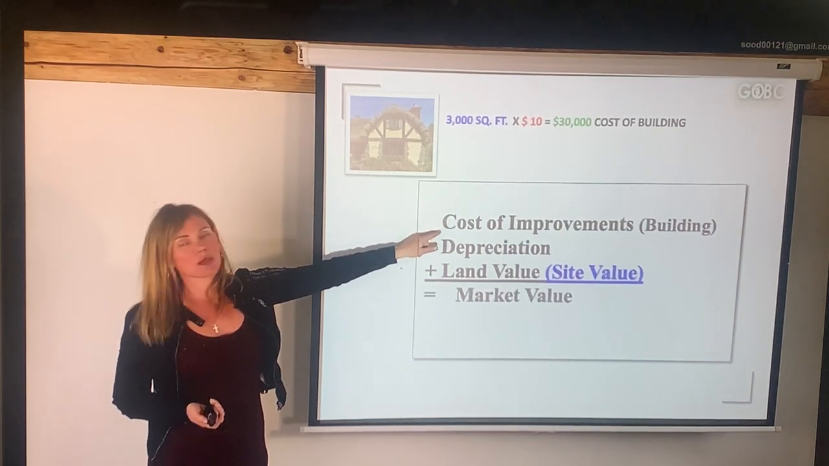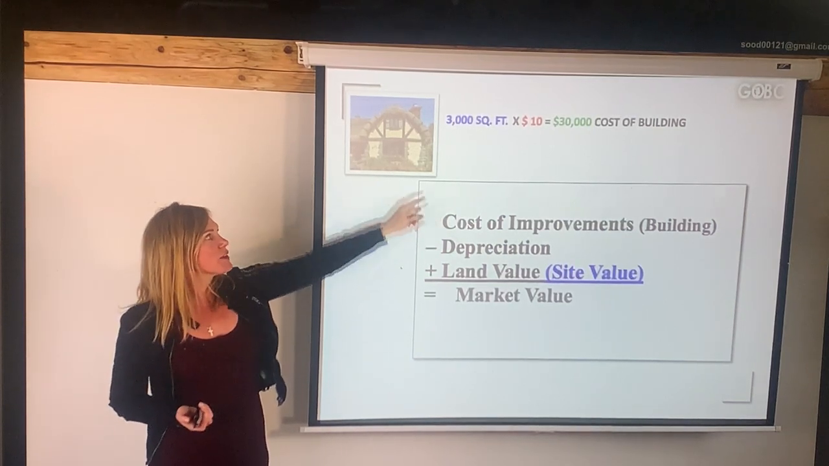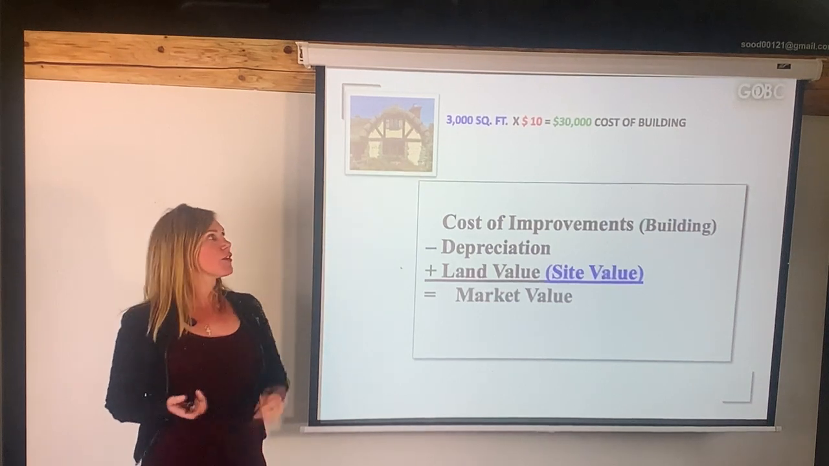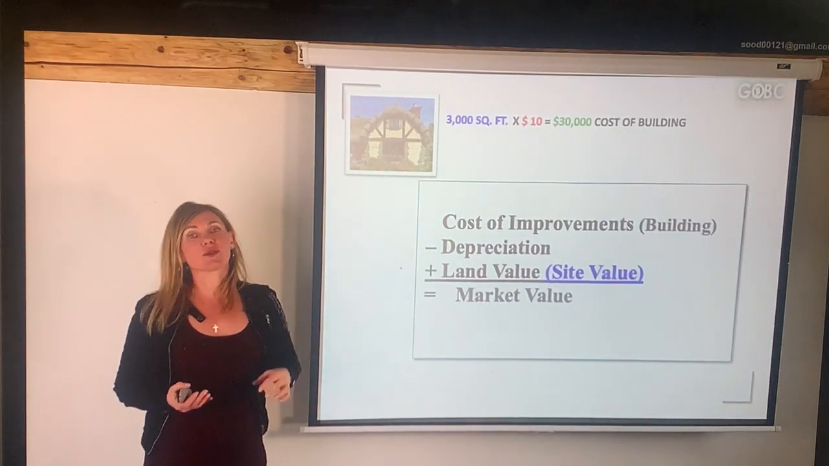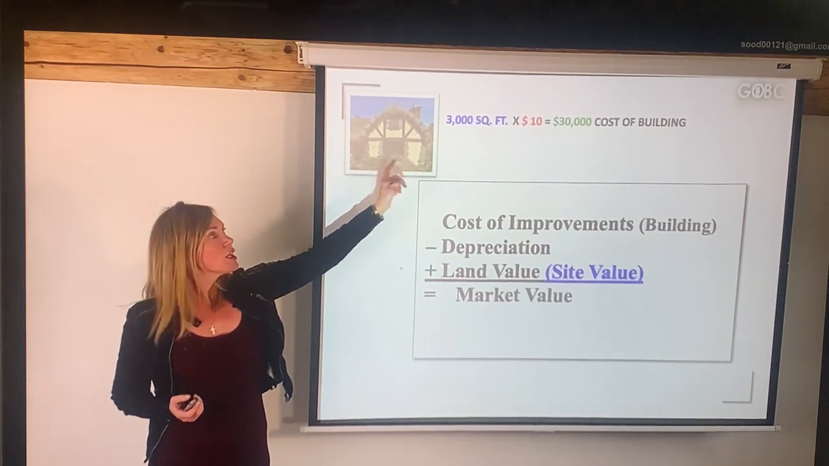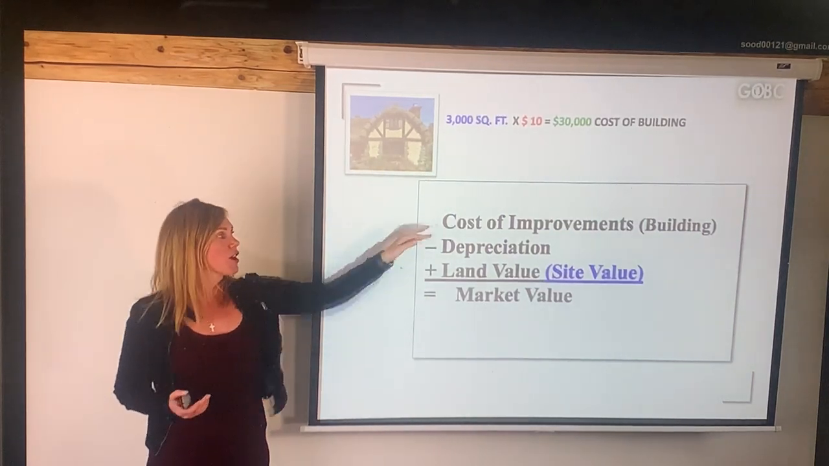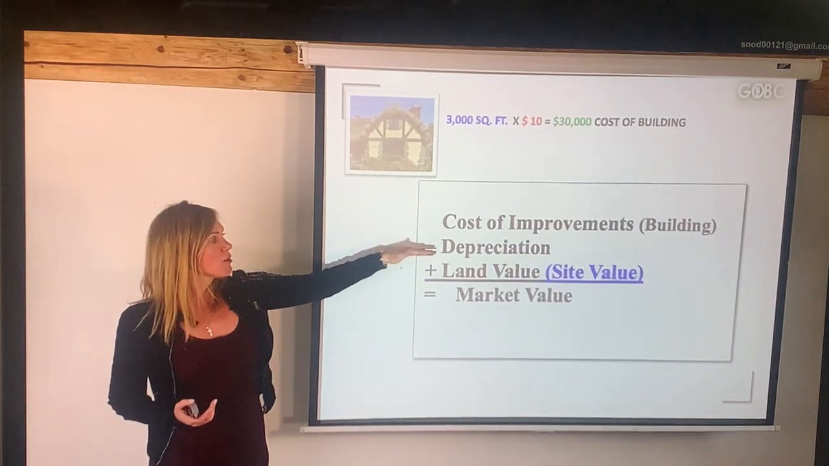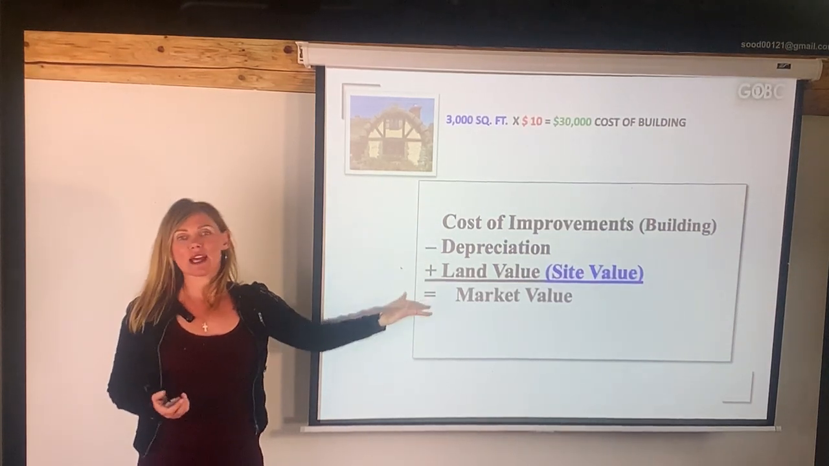A lot of times in the question, they will not give you the cost of the improvements, but they say that the house is 3,000 square foot and they charge $10 per square foot, right? So that's how you figure out the cost of improvements. You take the square footage, and it tells you how much they charge per square foot, and then that 30,000 will be the cost of the improvements, the cost of the building, right? And then you will minus depreciation, and then you would add the land value.